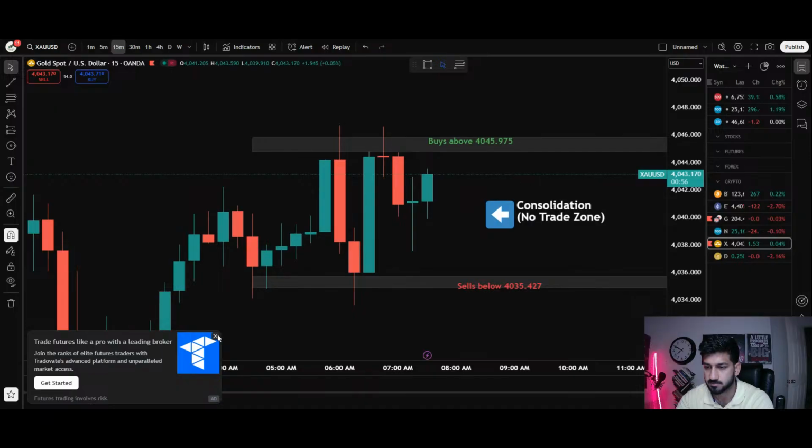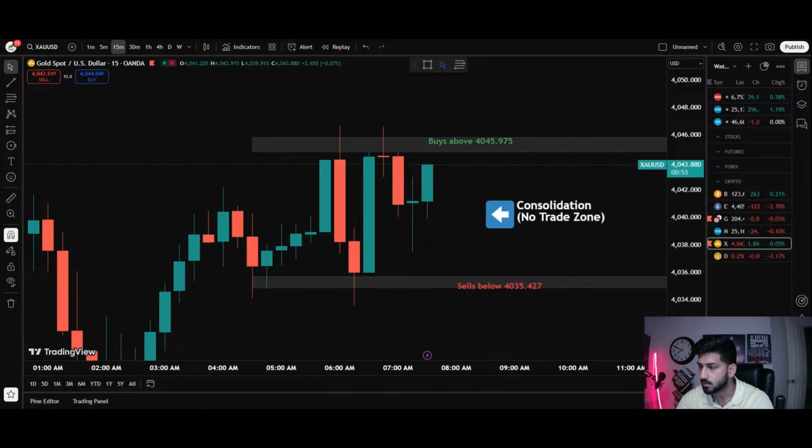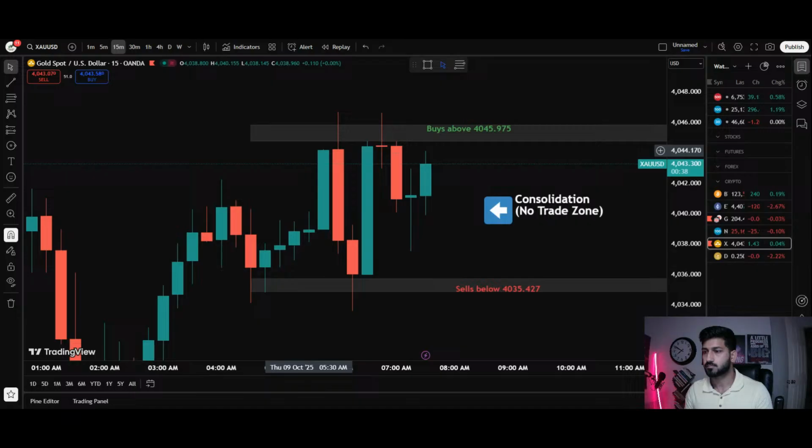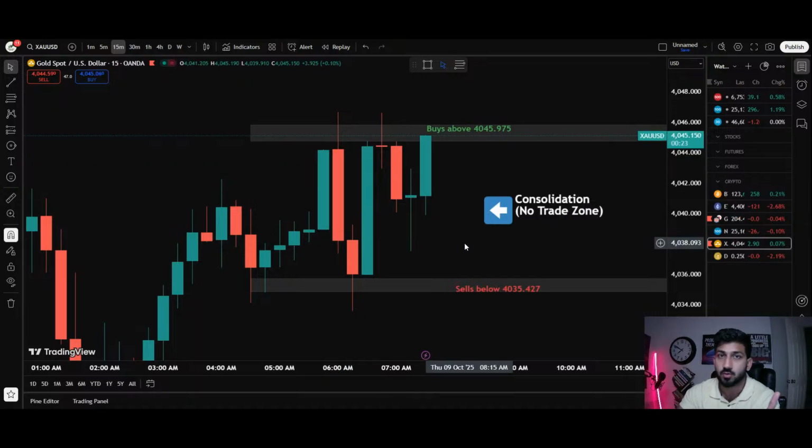All right, so earlier I was explaining consolidation. Let me explain to you what consolidation means in markets in the next 30 seconds. Basically, what happens in consolidation is price is ranging from one area to another.